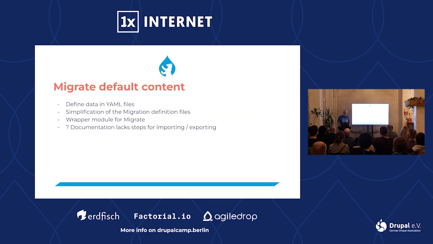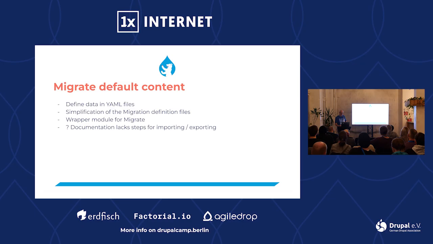I also want to quickly mention the Migrate Default Content contrib module that also exists, which does a little bit of what Default Content does, but it uses Migrate, so you can do a sort of mix. It looks like there's a simplification layer on top of the Migrate definition files. That makes it a bit rigid, not so flexible.